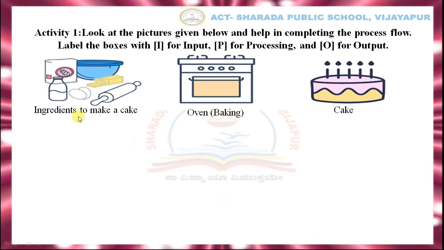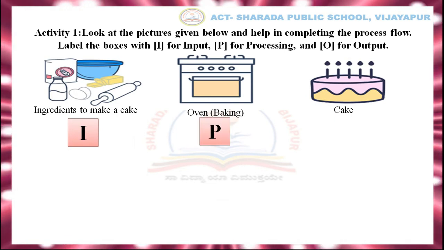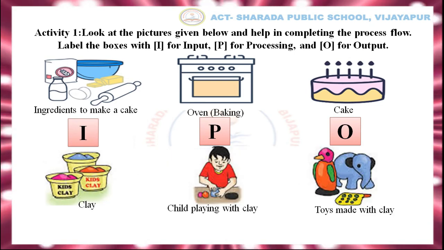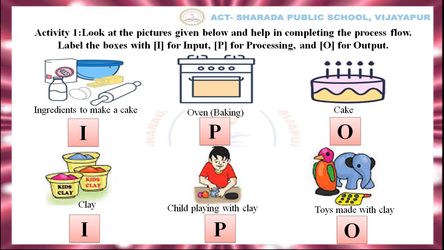First one is ingredients to make a cake. I, that is input. Baking in the oven is processing, that is P. When baking will finish, cake is output, that is O. Similarly, the second one is making toys with clay. First one is I for input, P for processing, O for output.